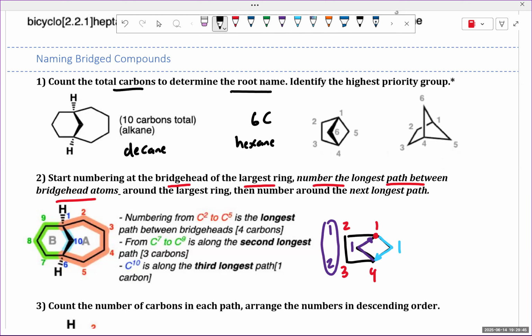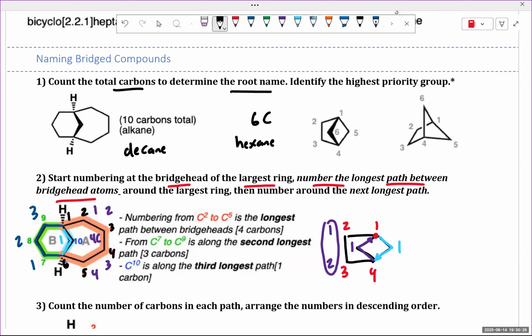Looking at this larger molecule example, if we count the longest path, this gives us 1, 2, 3, 4, 5, 6, which in turn would be 1, 2, 3, 4 carbons. The next longest path is 1, 2, 3 carbons wide. And the shortest path, let me use a different color for that. And the shortest path is 1 carbon wide.